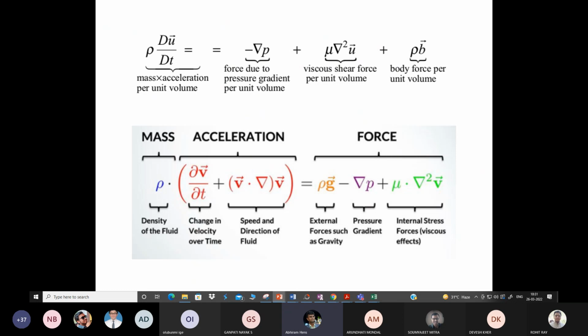Now, once again, clearly let us see. This is the total derivative term, mass into acceleration per unit volume, shown on the left-hand side. And if I expand this total derivative term, you know that the total derivative means del by del t plus del dot some quantity.